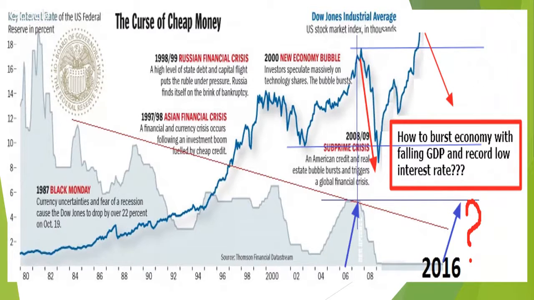And now it's near record low. And one question: how to fight a bursting economy with falling GDP and a record low interest rate? What kind of instruments will be used, fiscal and monetary? It's a very important question, and I don't know. The next big drop can be very messy.